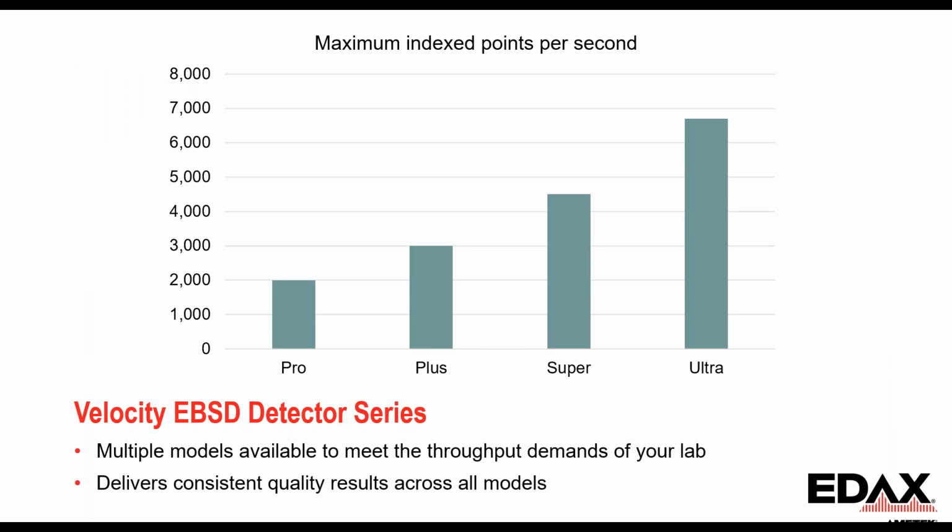So this is just a little graph kind of giving an idea where the Ultra fits in along the product range. So we have the Pro, the Plus, the Super, and the Ultra. These multiple models allow you to meet the throughput demands of a lab. Again, there's consistent quality across all the models. The Pro goes about 2,000 patterns per second, and then it steps up to 3,000 with the Plus, 4,500 with the Super, and the Ultra jumps up to the 6,700. So depending on the needs that are available, the Ultra provides the highest speeds for the applications where speed is really the critical goal.